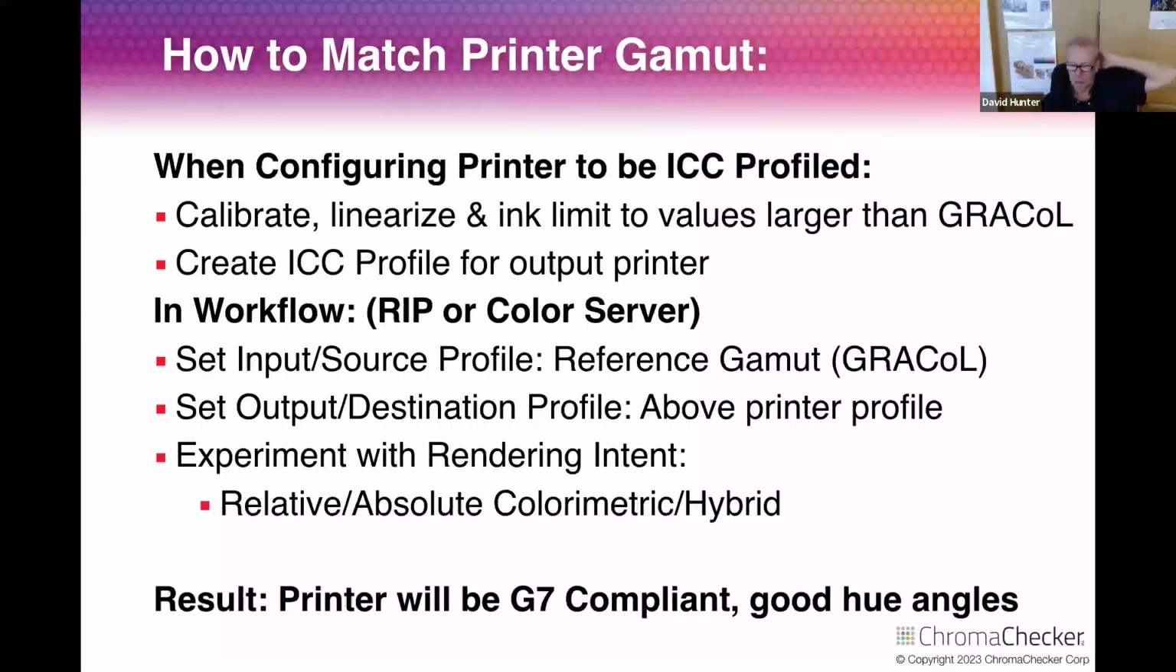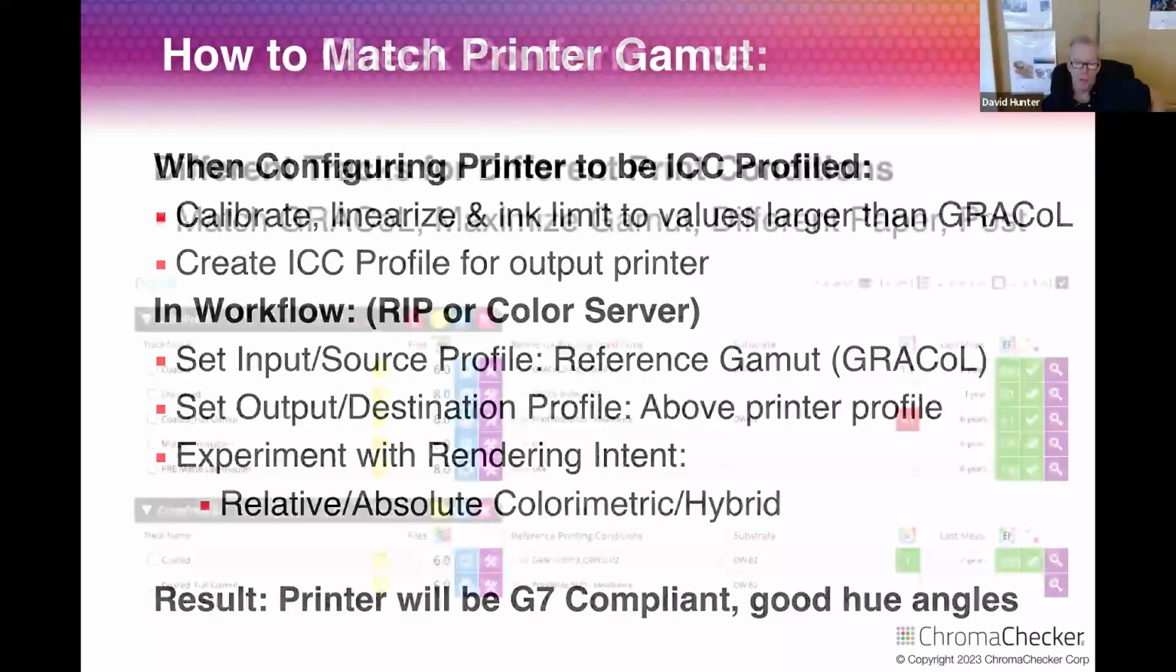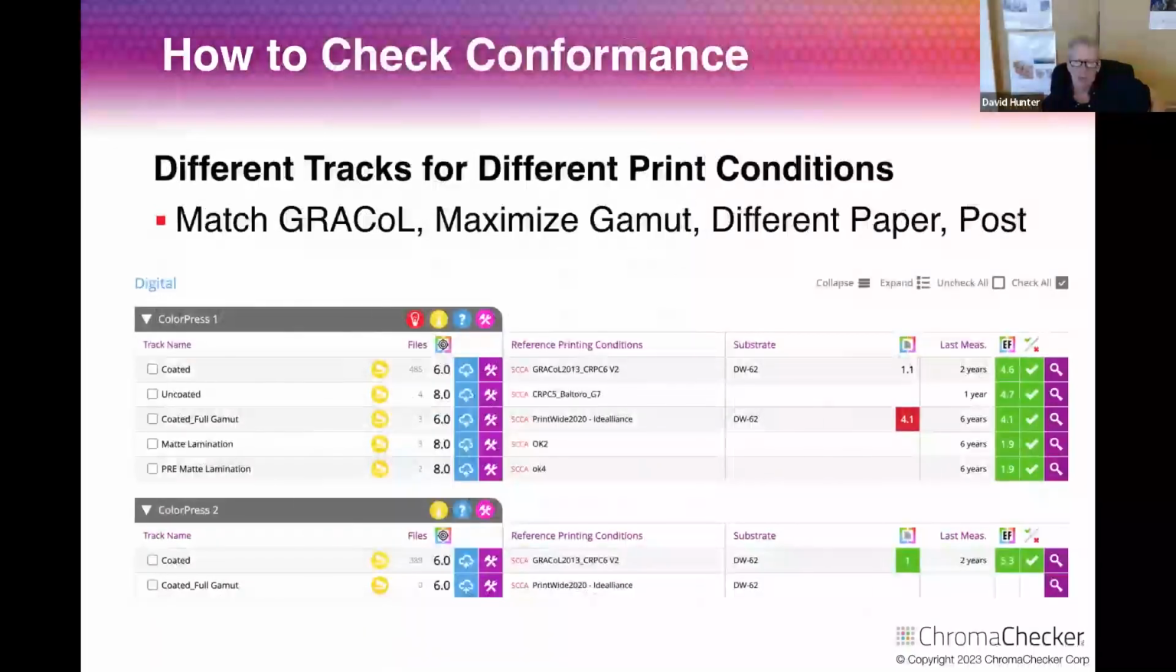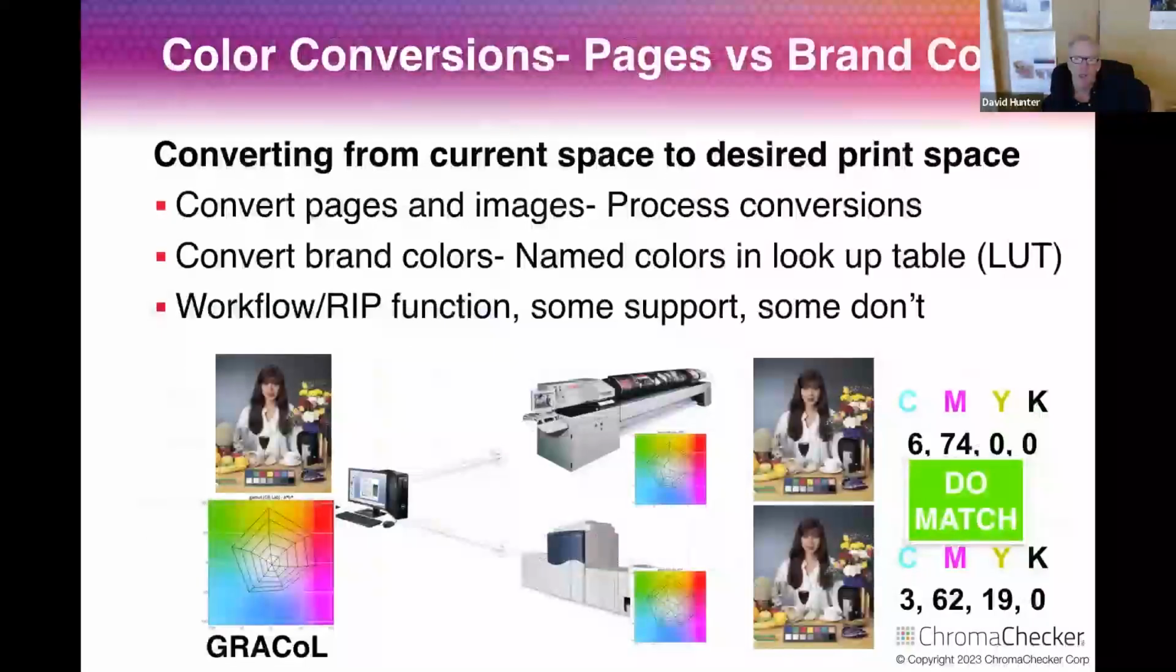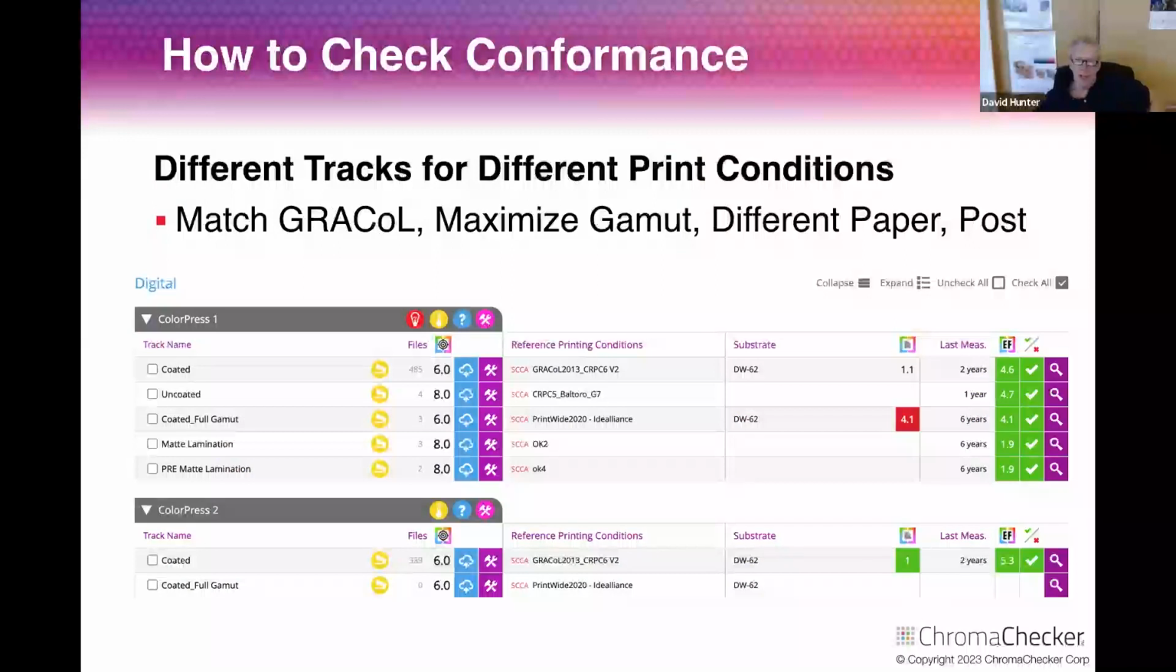So the result will be the printer will be G7 compliant with good hue angles. Now, how will it look in something like ChromaChecker? So how to check conformance? Because if you can imagine, okay, I've got a printer set up to match print wide, and the same printer set up to match Grackle, and I'm also doing the same printer on lamination, and I'm also doing uncoated. How do I keep all this straight? This is, my head's blowing up.